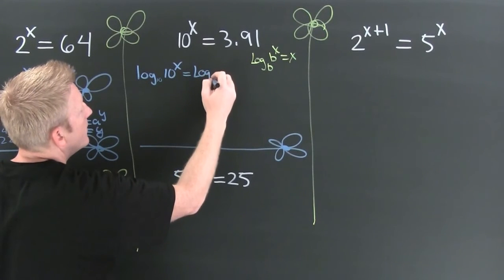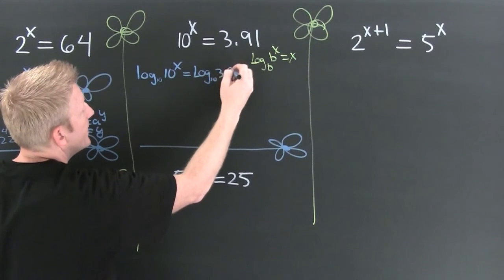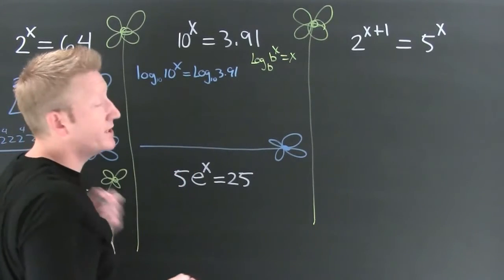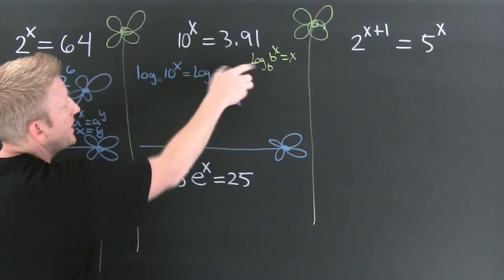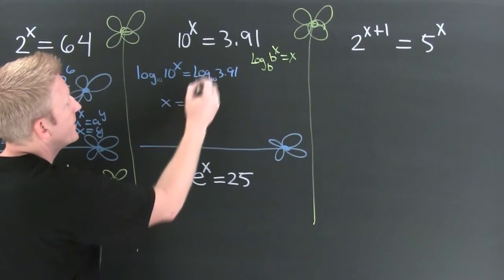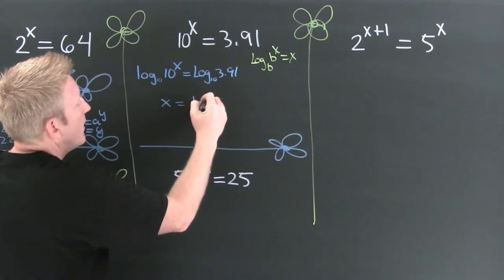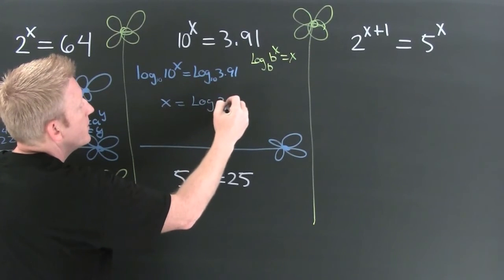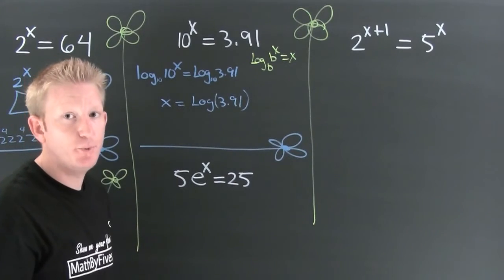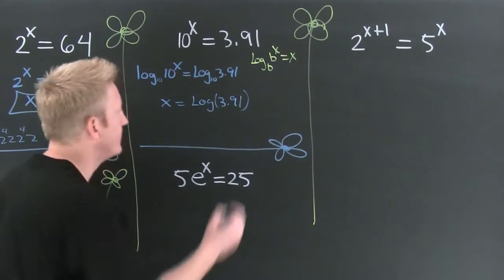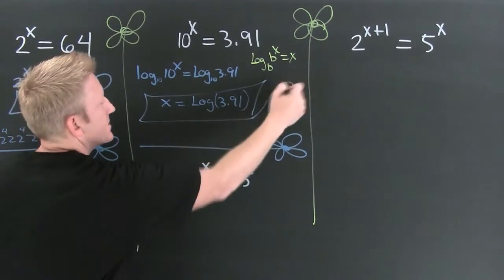log of 3.91. Because what you do onto one side, you must also do onto the other. Here, log base 10 of 10 to the x, using that property, is going to be x. And then on the right, this is log 3.91. And then how do you finish that? You push the button. Do that on your own time. Otherwise, you'll be pushing my buttons.